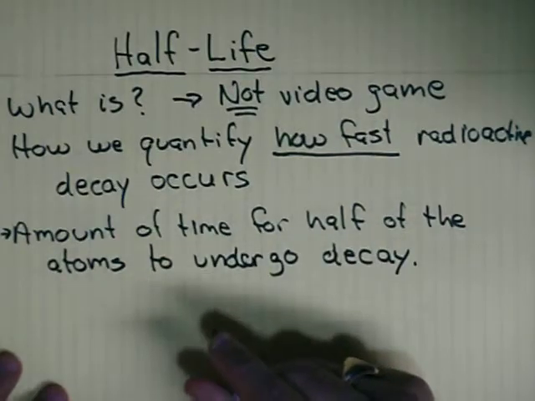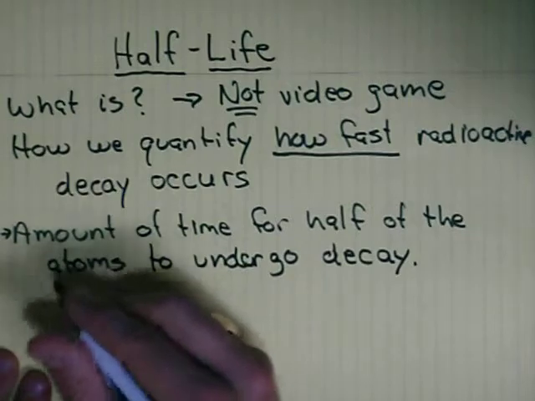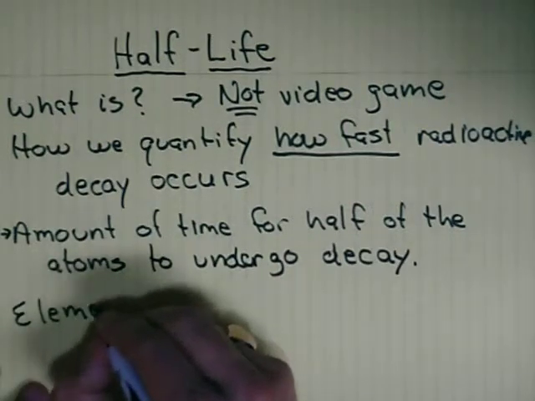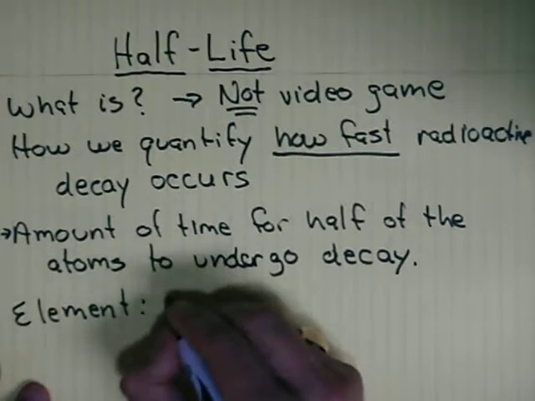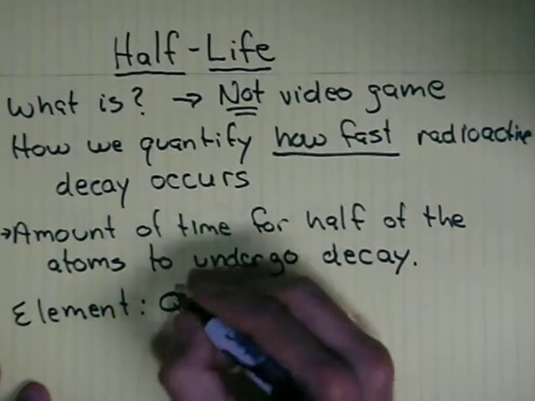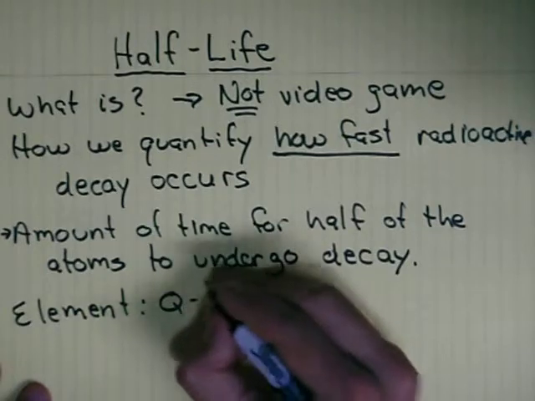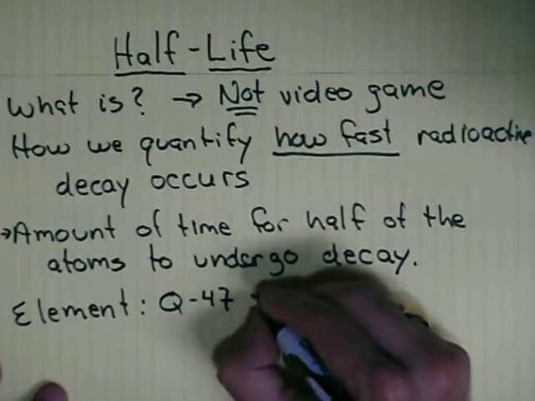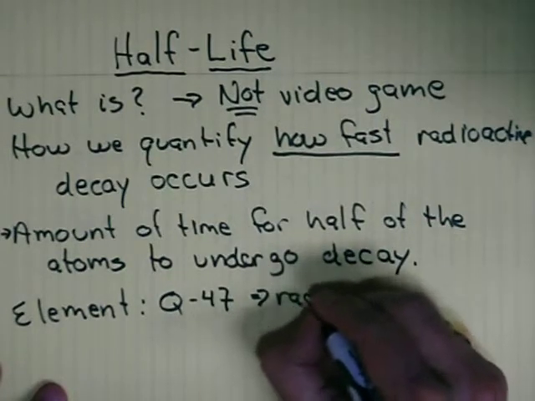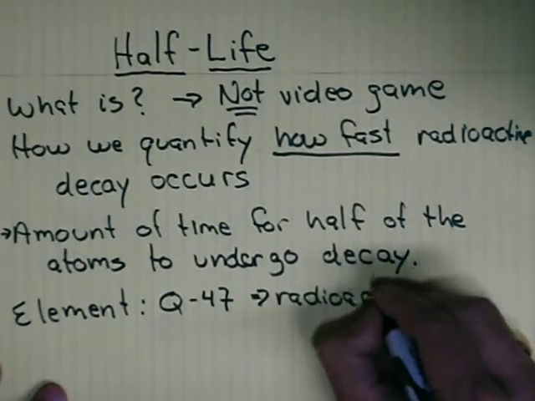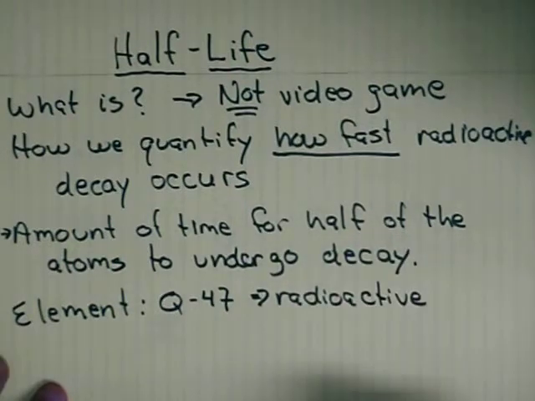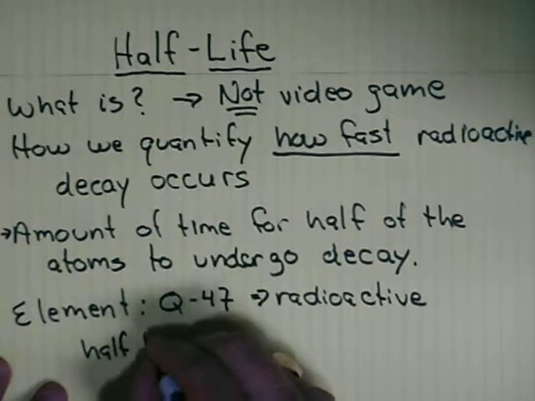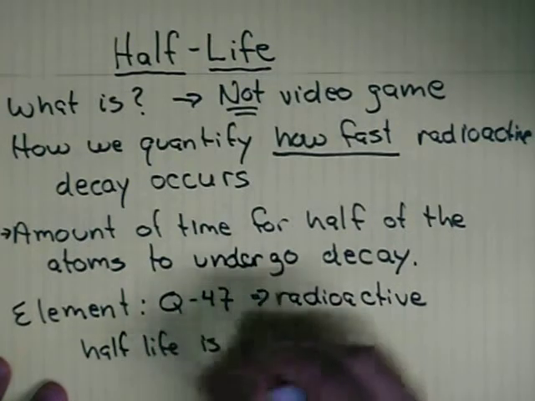And so, for example, if you had an element Q, specifically, say Q47, and it is radioactive, and we know that its half-life is 2 days.